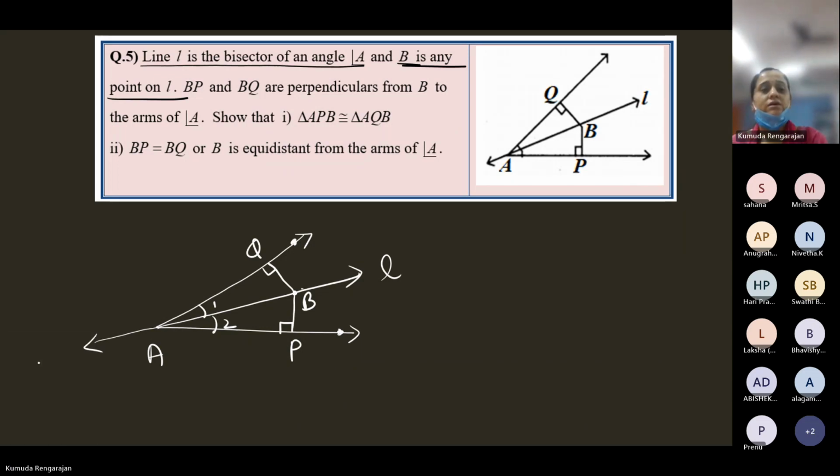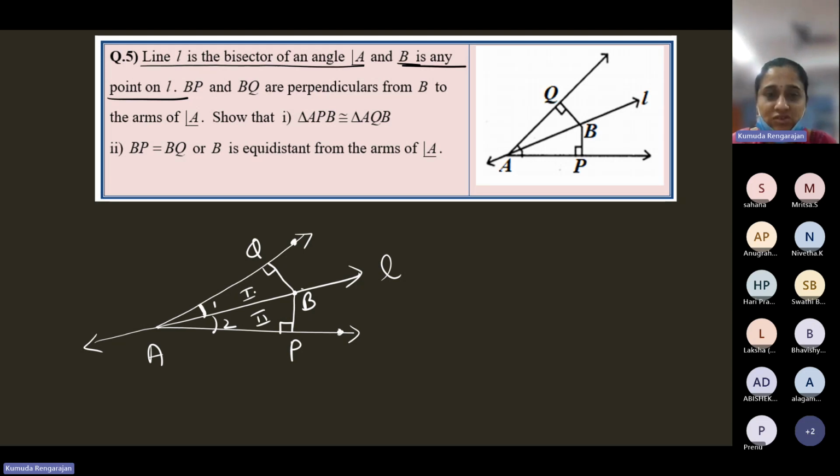Show that triangle APB, this triangle, is congruent to AQB, this triangle. So show that these two triangles are congruent to each other. So we have all the information there. Let me call this one the first triangle. This is the first triangle. This is the second triangle. So this is what we'll have to show, that these two triangles are congruent to each other.